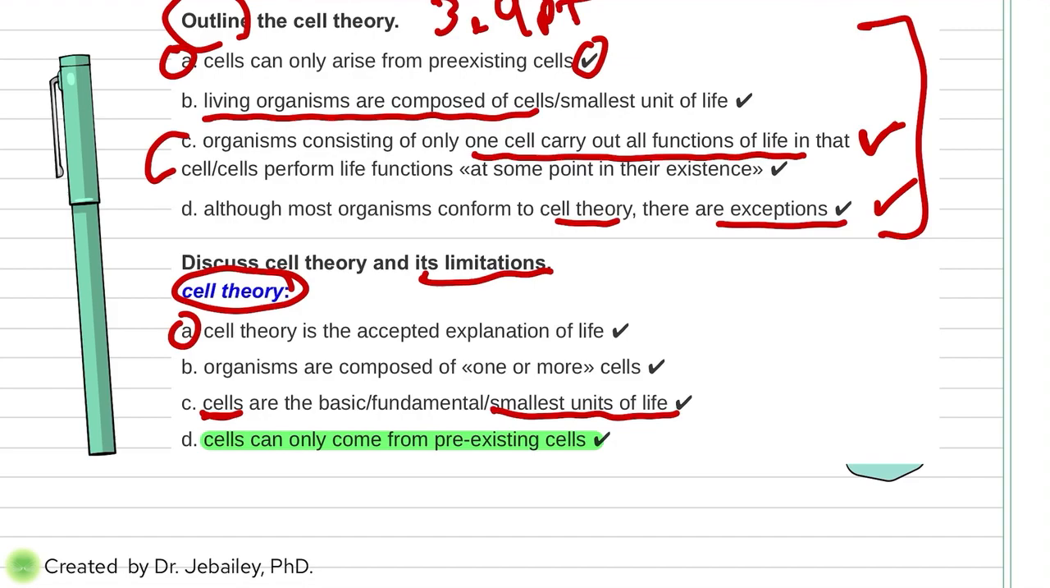But never stick to 3. If they ask you for 3, put 4 or 5. If they ask you for 5, put 7. Always put an extra 1 or 2 points there because that makes sure that you get the whole points.